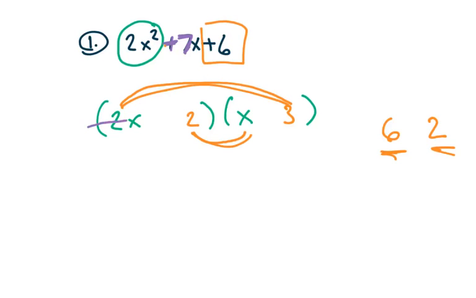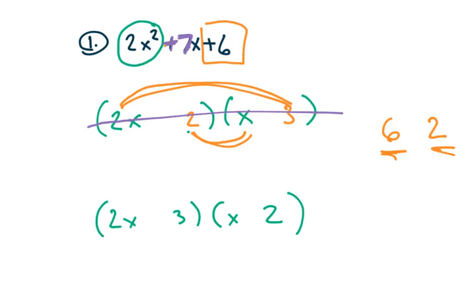Okay, so I'm going to draw a line through it. I'm going to rewrite 2x in x. And I'm actually just going to take 2 and 3, I'm going to flip it. I'm going to put 3 and 2. I'm going to play the same game.